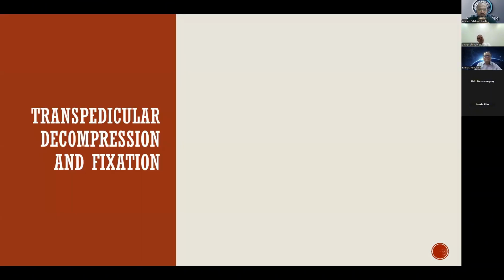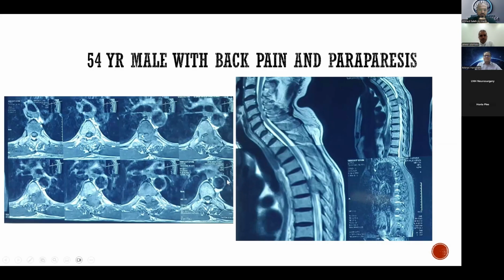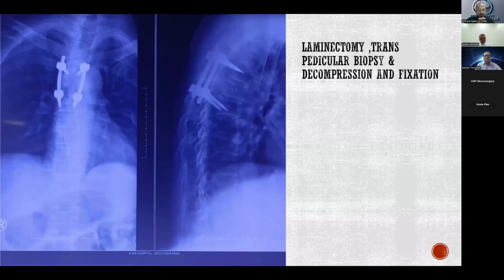The third indication is transpedicular decompression and fixation. This was a 54-year-old male who came with back pain and paraparesis, with a lesion in the extradural space, posteriorly, laterally, and involving the pedicle, suggestive of metastasis. So we did laminectomy and transpedicular decompression with fixation of the spine.